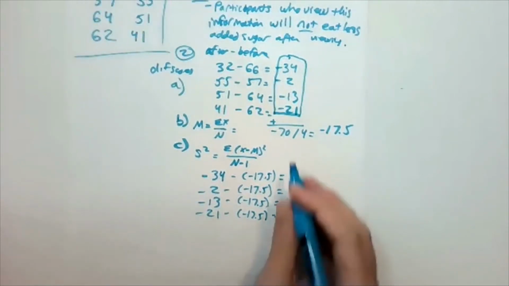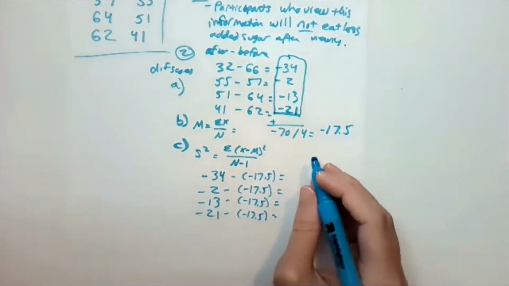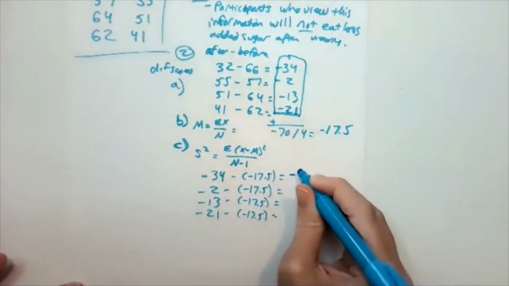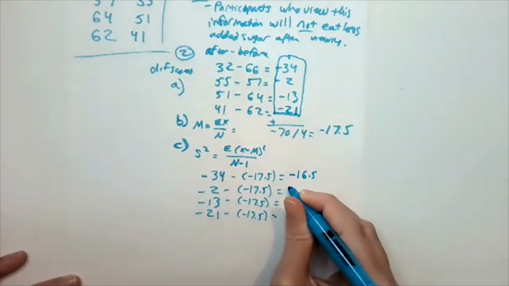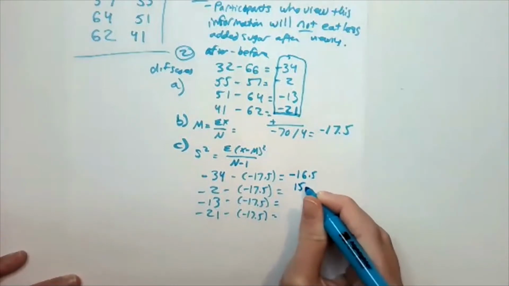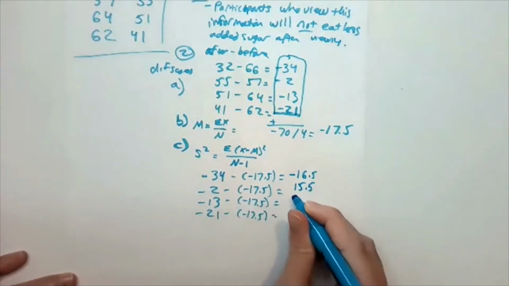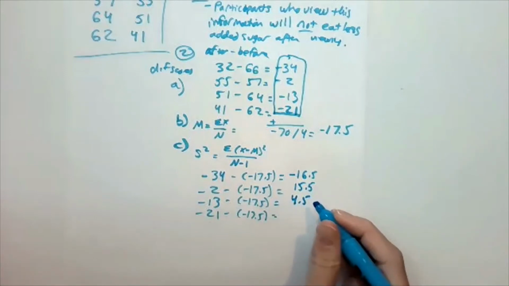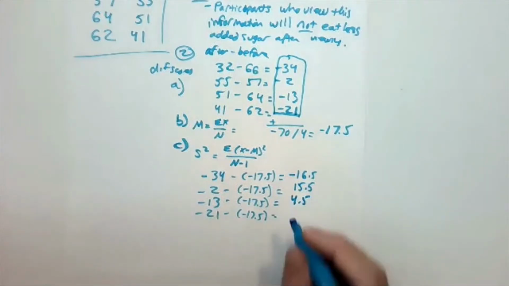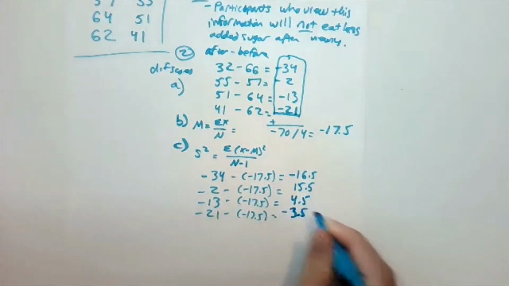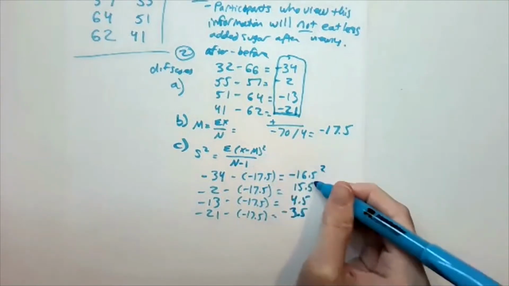So if I have negative 34 minus negative 17.5, that's going to give me negative 16.5. Negative 2 minus negative 17.5 is going to give me 15.5. Negative 13 minus negative 17.5 is going to give me 4.5. And negative 21 minus negative 17.5 is going to give me negative 3.5. And so here we've gotten the x minus M part. Next up we have to square these.